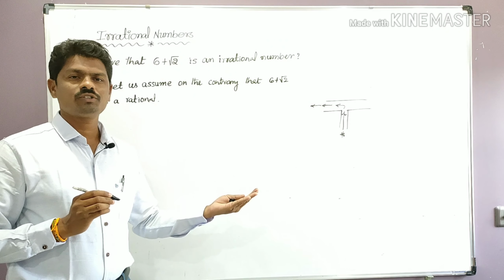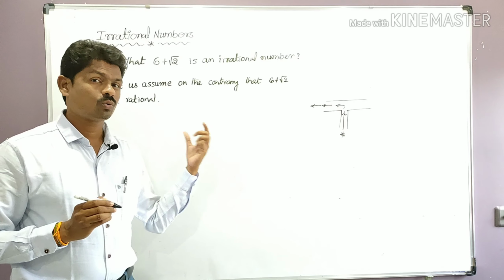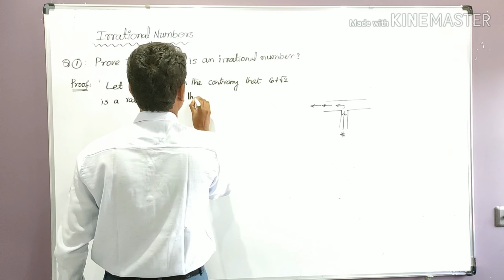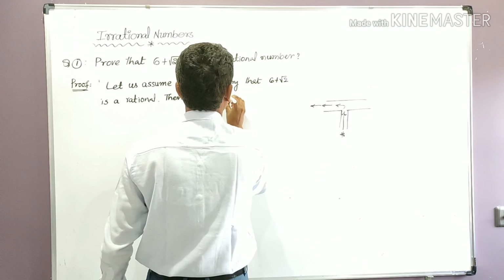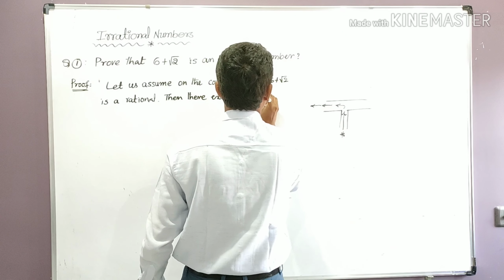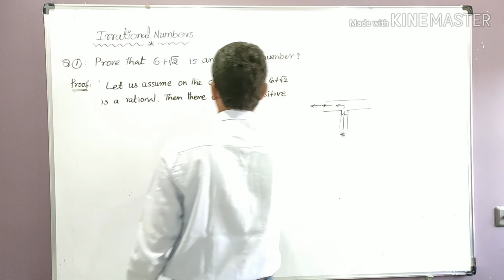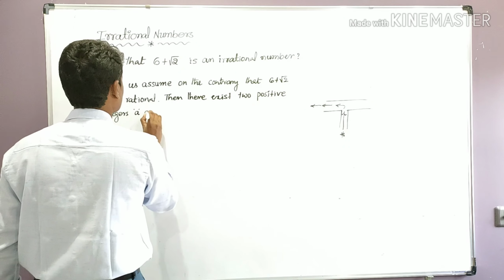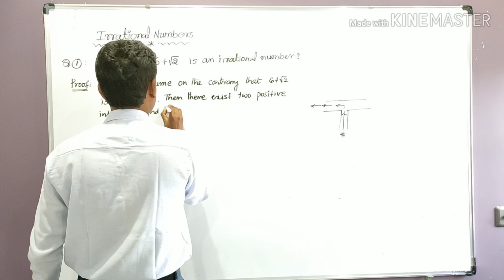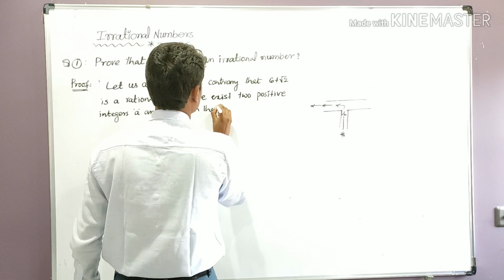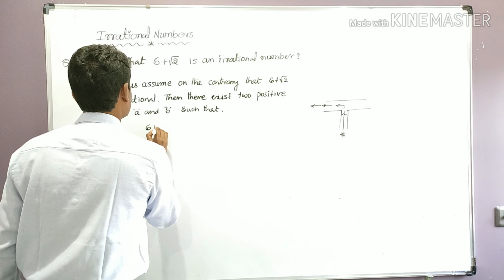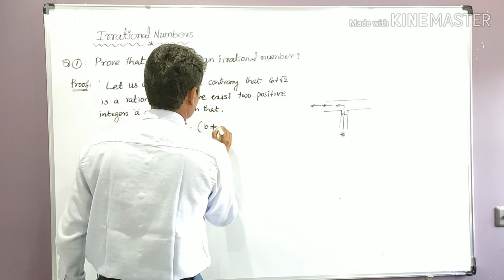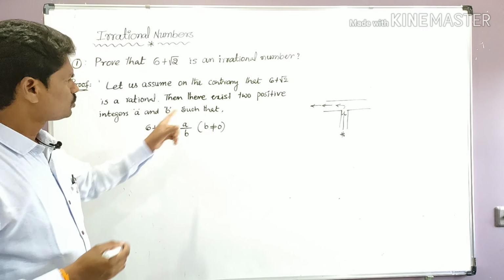Then there exist two positive integers a and b such that 6 plus root 2 is equal to a by b. Here b is not equal to 0 is the condition, student. So this is the first step.